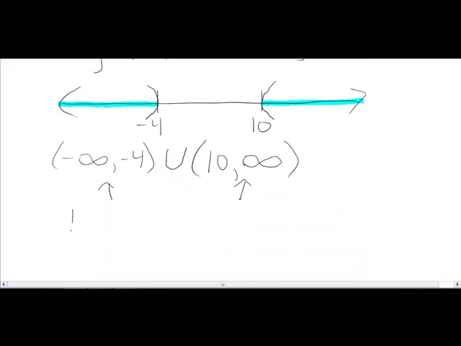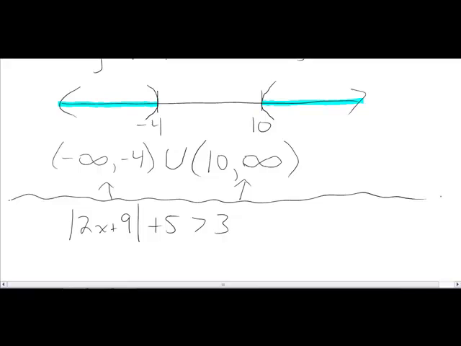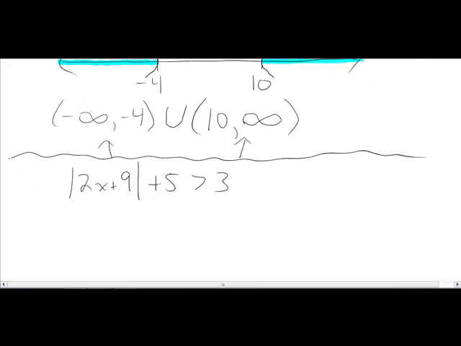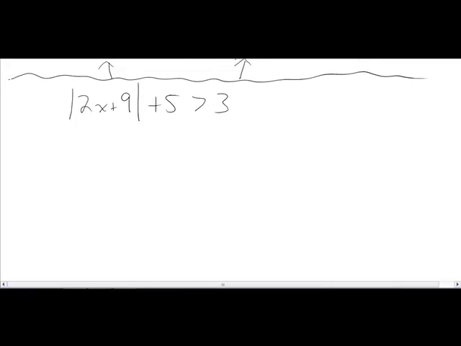The absolute value of 2x plus 9, plus 5, is greater than 3. Let me give some more space. Now remember, from before, we have to get the absolute value isolated. So the first thing I'm going to do is subtract 5 to move that 5 out of there. So now I have the absolute value of 2x plus 9 is greater than 3 minus 5, which is negative 2.